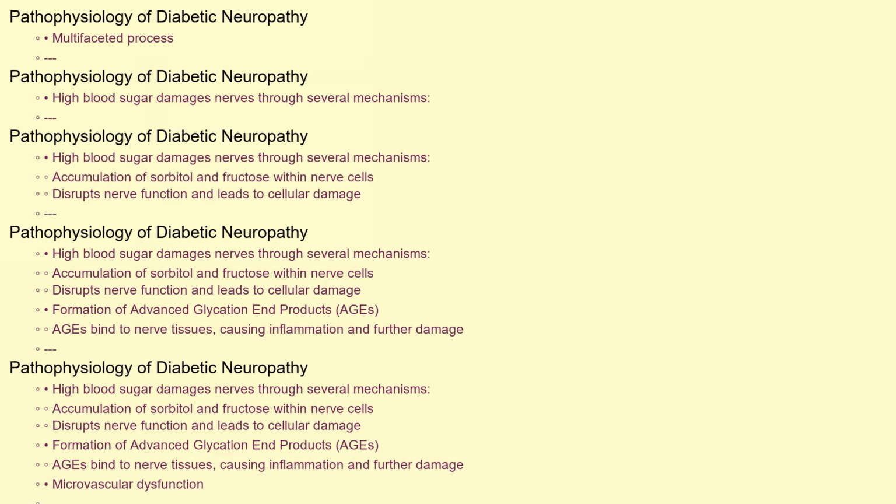Third, diabetic neuropathy can affect the small blood vessels that supply nutrients and oxygen to nerves. This impaired blood flow, called microvascular dysfunction, deprives nerves of essential resources, leading to their degeneration. Finally, it's believed that oxidative stress, an imbalance between free radicals and antioxidants in the body, plays a significant role in nerve damage as well.